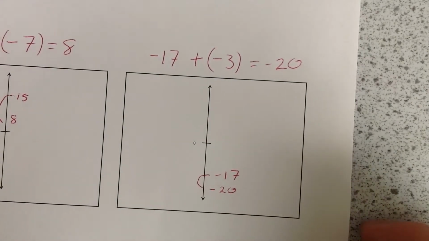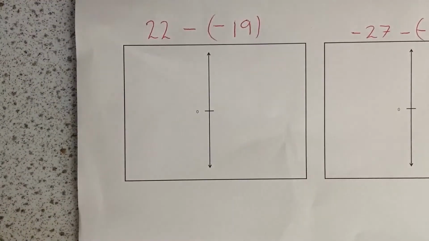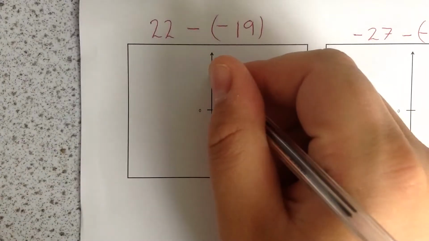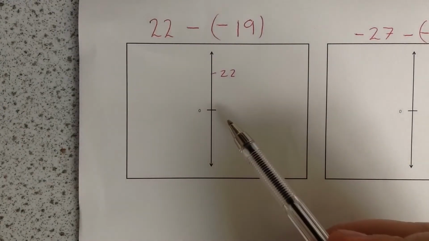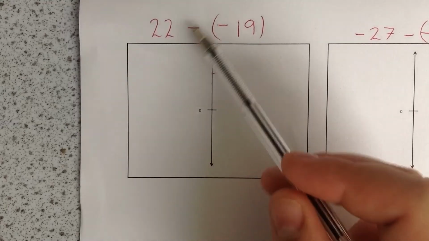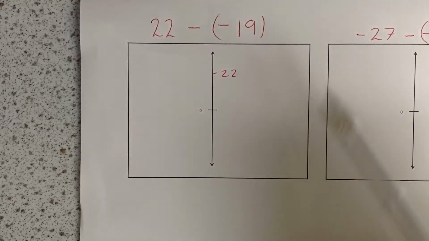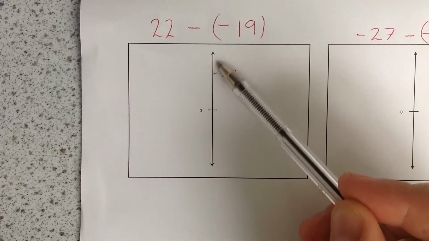But what about with subtracts? So if I turn this over, we've got a third question there. 22, take away negative 19. So again, I'm marking the starting point, positive 22, above the 0, and we're taking away. And normally when we take away, we go down. However, because we're taking away a negative number, we're going to go up.